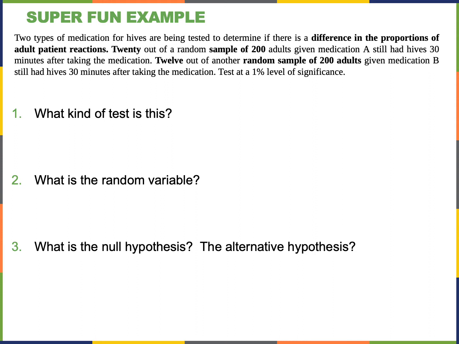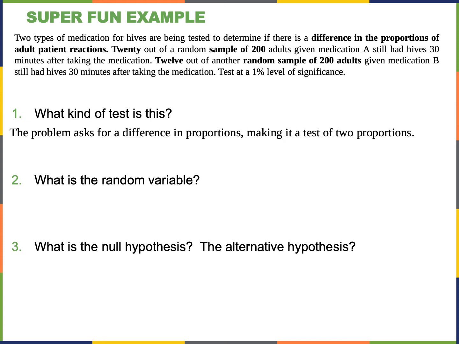Two types of medication for hives are being tested to determine if there is a difference in the proportions of adult patient reactions. 20 out of a random sample of 200 adults given medication A still had hives 30 minutes after taking the medication. 12 out of another random sample of 200 adults given medication B still had hives 30 minutes after taking the medication. Let's test at a 1% level of significance.